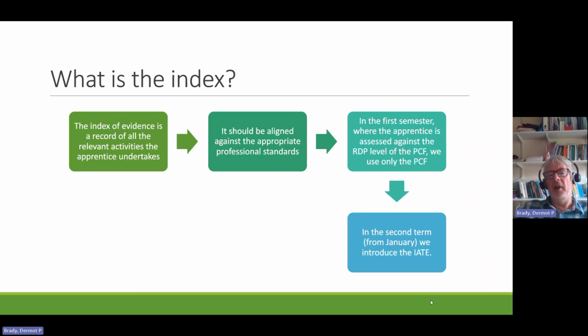They must be aligned against the appropriate professional standards. And for the first year, it's the RDP level of the PCF. In the first semester, the first term, roughly September to December, we only ask them to focus on the PCF because it gives them a chance to get their heads around that first. And then in the second term from January, we introduce the IATE also. I was having a bit of difficulty saying that acronym.